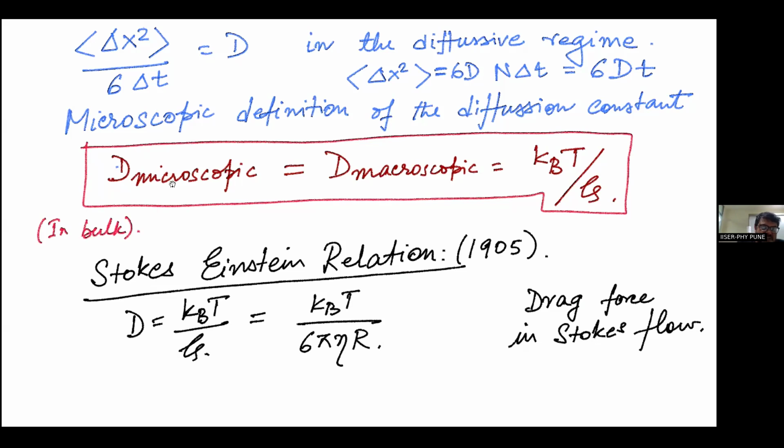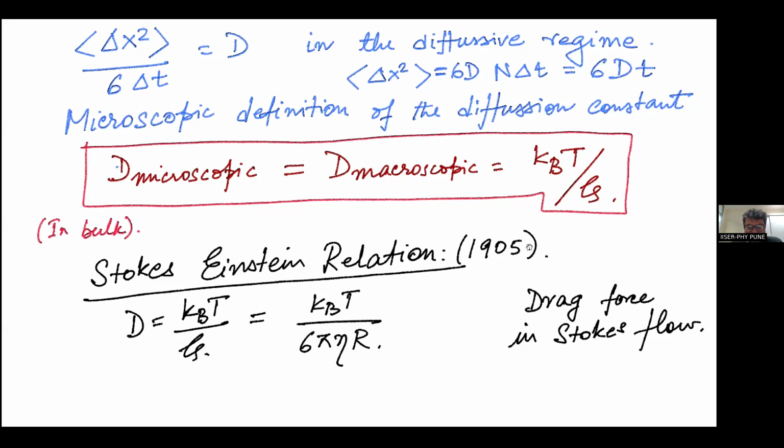So this microscopic diffusion constant is equal to the macroscopic diffusion constant which we had discussed in the diffusion equation, the partial differential equation, first order in time, second order in space. That was also a diffusion constant. Now you have a microscopic definition of the diffusion constant, and that is equal to kBT by zeta. That's the so-called Stokes-Einstein relation, which Einstein wrote down in 1905, and we'll have a cheap derivation of it in the next slide.